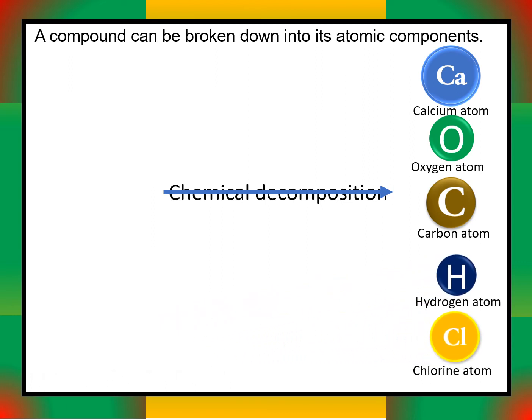The same is true with hydrochloric acid. From HCl, it separates into hydrogen and chlorine by a chemical process only. You cannot separate them using a physical process. Okay?